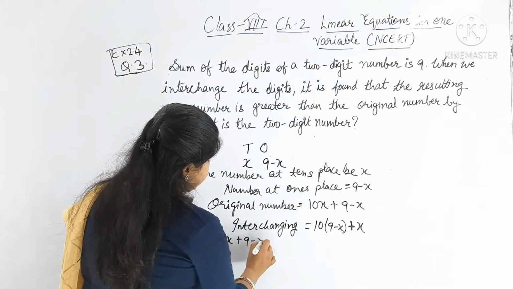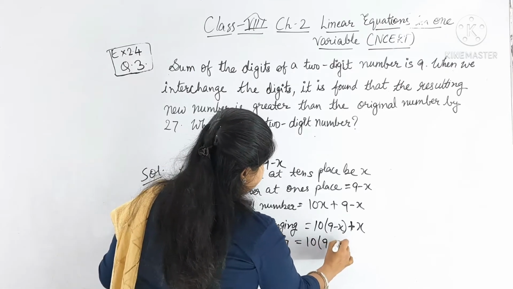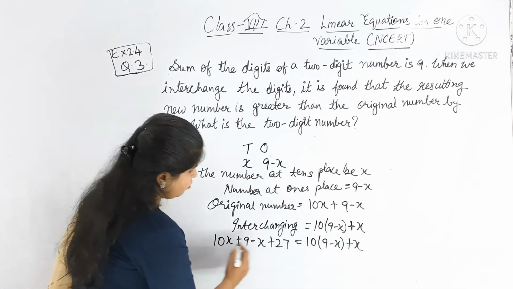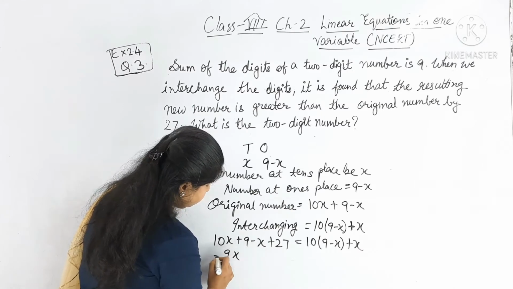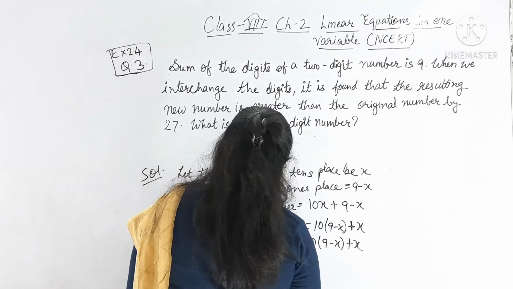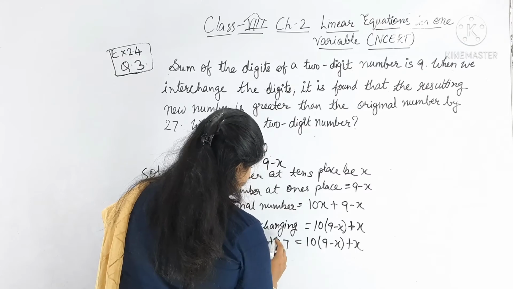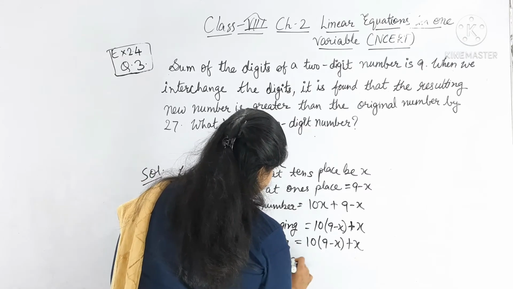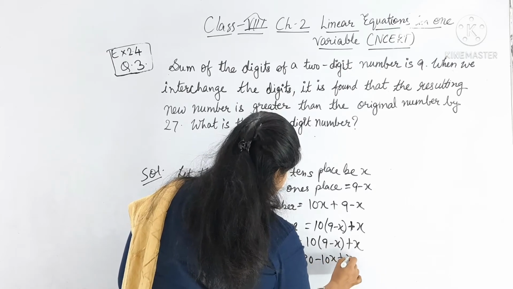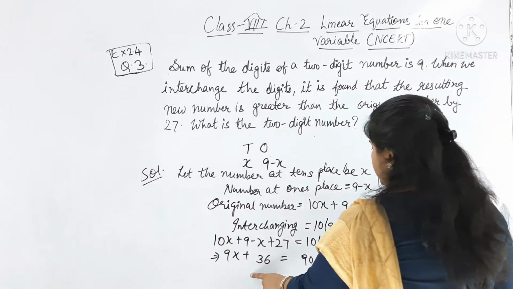10x plus 9 minus x plus 27 equals 10 into 9 minus x plus x, like this. Okay, so here I can calculate. Here I am getting 9x, and 27 plus 9 is 36. Equal to 10 nines are 90 minus 10x plus x. Okay, I am writing here.